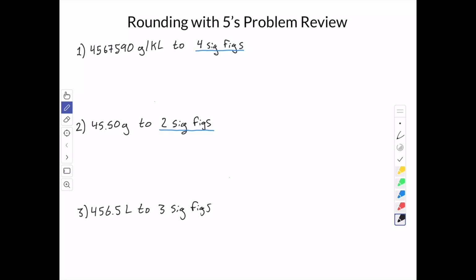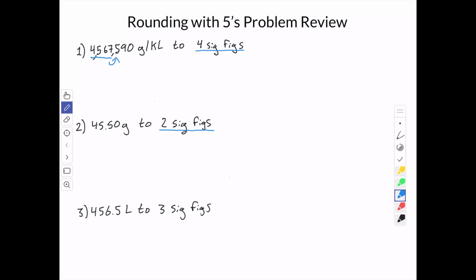So the first question was with, what is that? 1, 2, 3. Let's put commas in there: 4,567,590 grams per kiloliter. We want to round that to 4 sig figs. If we want to round that to 4 sig figs, I always like to just underline the 4. That way we know it's the 7 that we're wanting to see if we can round. And we look to the right and we see a 5.